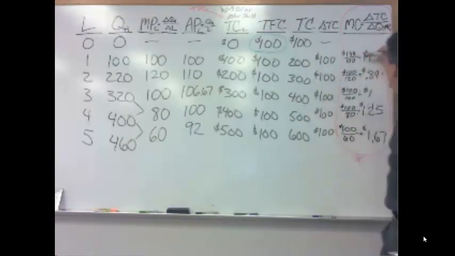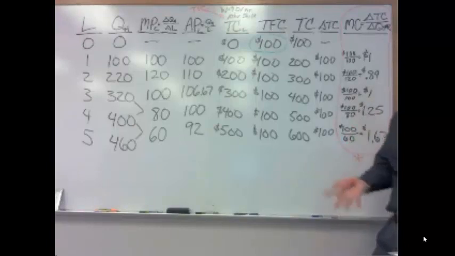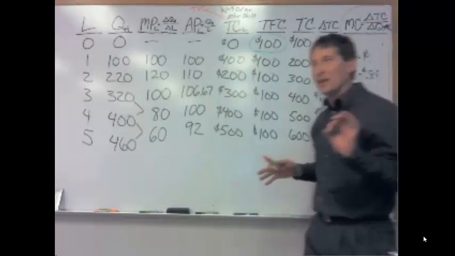So what is driving the result here? If I was to ask you on the test, which I likely will do in some way, shape, or form, why do costs increase with production at the margin? What's driving that result? Why are these numbers climbing after we get to this point, I guess? $1.25, $1.67. Costs are rising at the margin. What's driving that result?